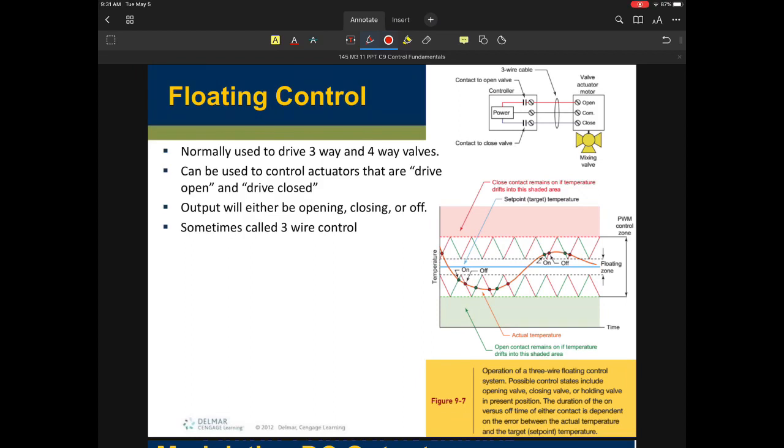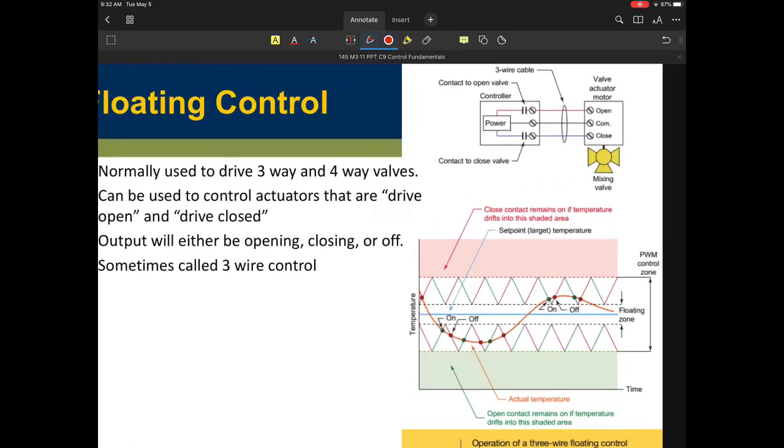Now this is generally not something used on spring return type actuators. If you are doing, let's say, static pressure control, and maybe you're using an actuator to send a signal out to a motor that's going to say, I need you to speed up, or I need you to control these set of dampers, drive them open, drive them closed.